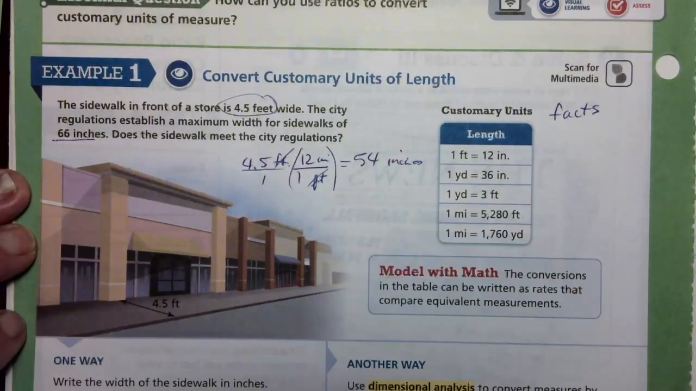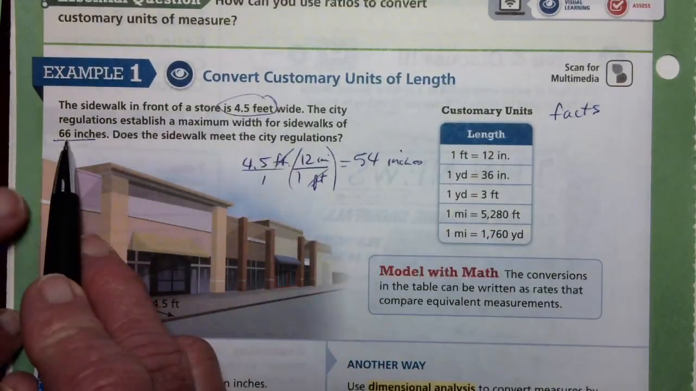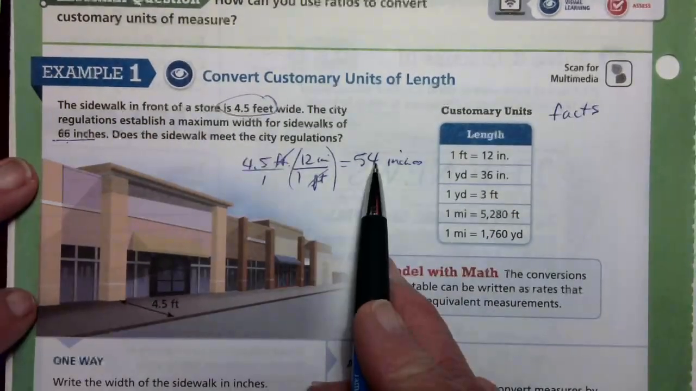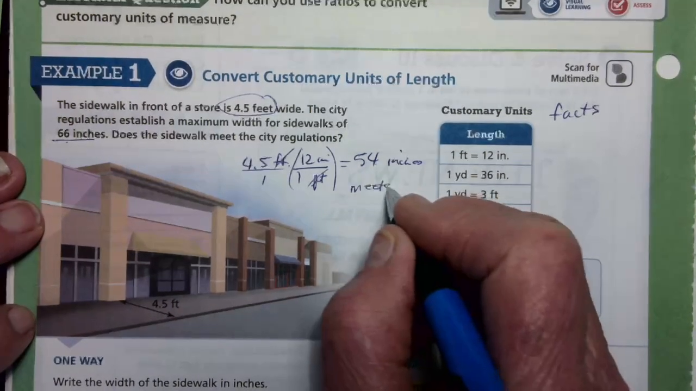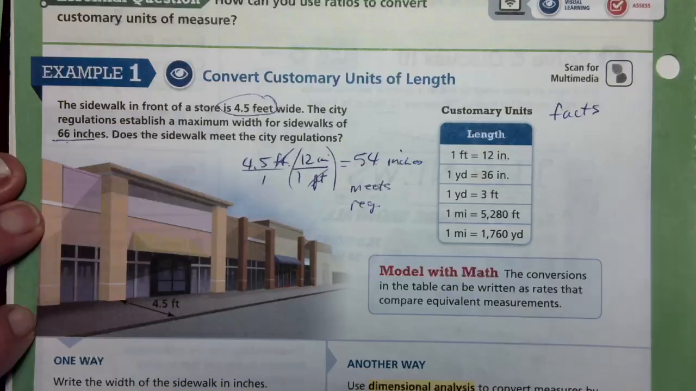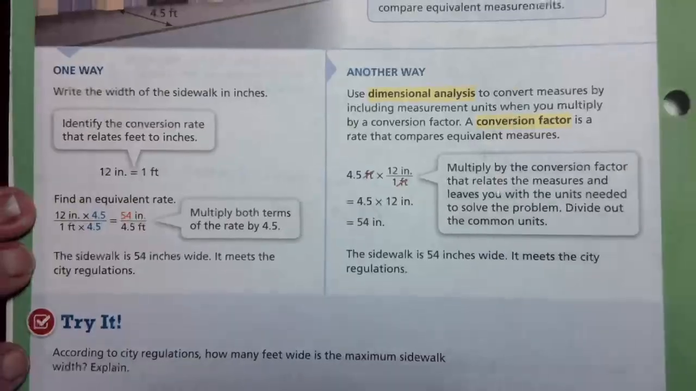My way. And it says the maximum width for the sidewalks is 66 inches maximum. Well, we didn't go over that. So we're okay. It meets regulations. Okay? Now there's one other way right here.